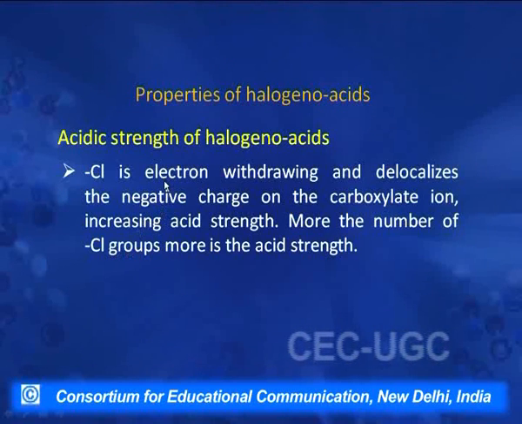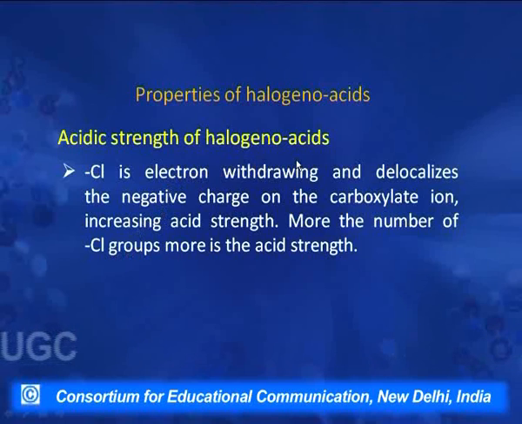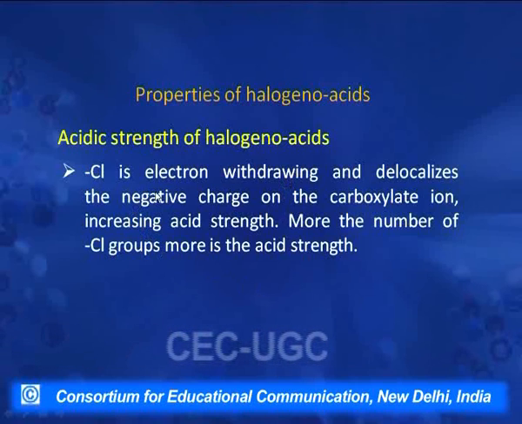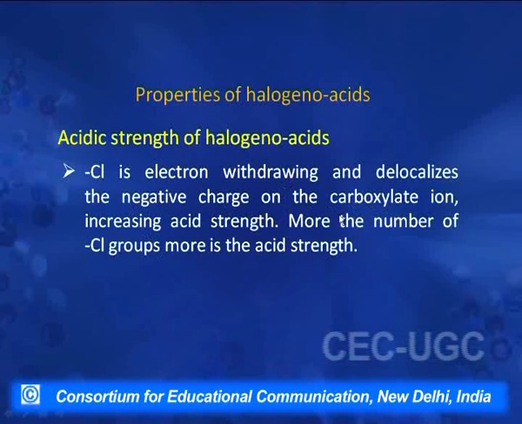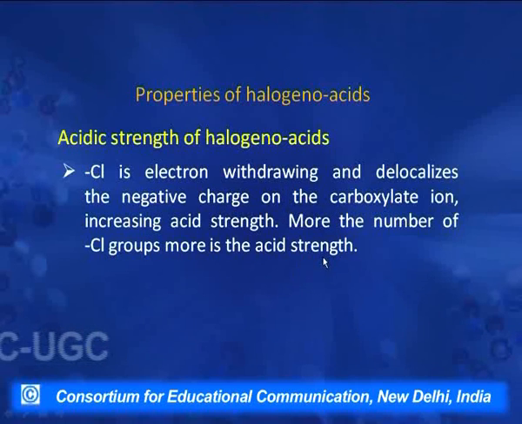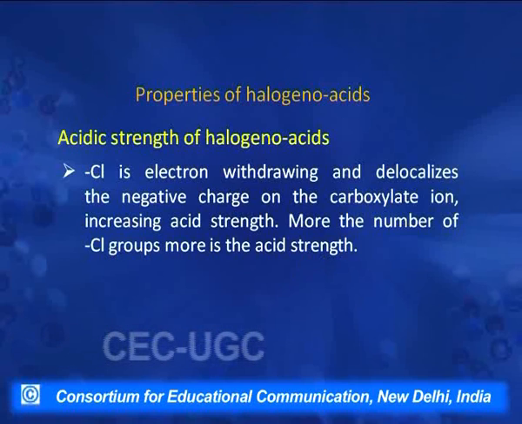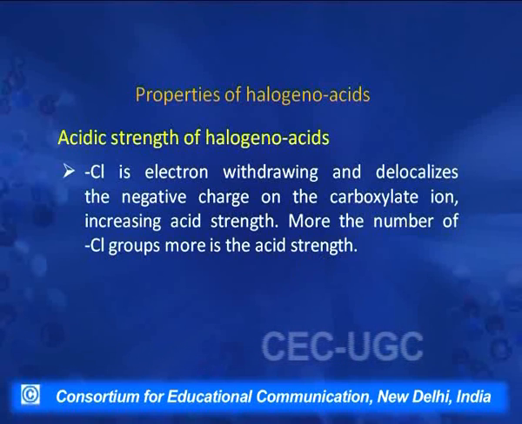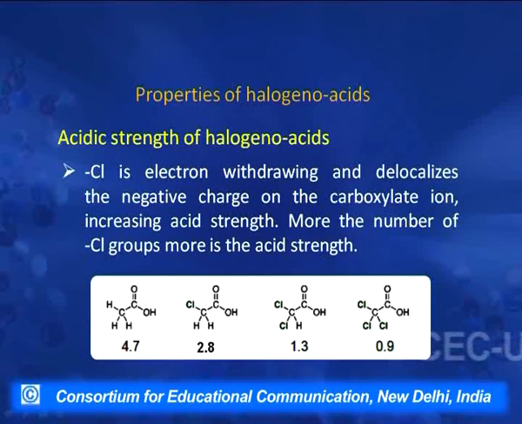Now as far as the acidic strength of halogeno-acids is concerned, we have already discussed the acidic nature and what happens to the acidic strength when a group is introduced on carboxylic acids. It is just to revise briefly that chlorine is an electron withdrawing group and delocalizes the negative charge on the carboxylate, and hence it increases the acid strength, and the more the number of chlorine or other halogens, the stronger will be the acid.